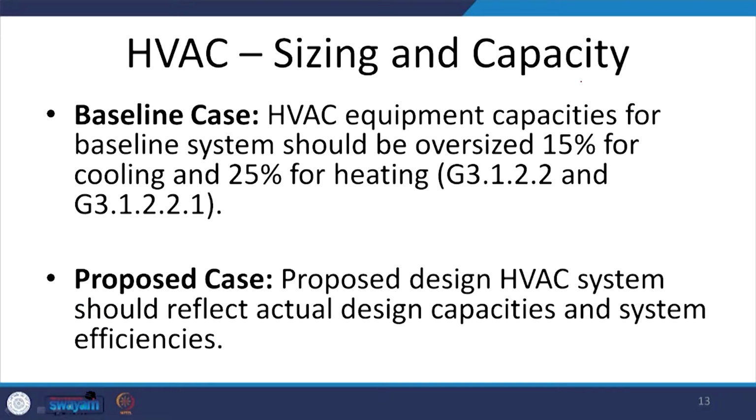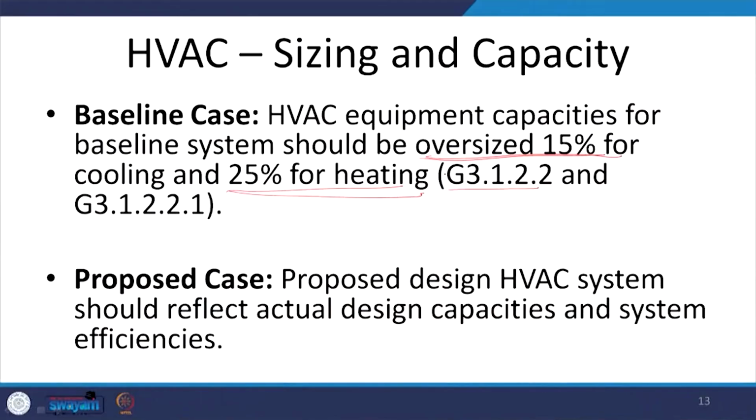If the system has already been designed, in that case the proposed HVAC system types and quantities with the given efficiencies will be used. For sizing and capacity, again for the baseline case it will refer to the different sections of Appendix G 3.1 table, and the system will be oversized. It will be calculated for an oversize of 15% for cooling and 25% for heating. So, that is what the base case will be taking. However, the proposed case will reflect the actual design capacities and system efficiencies.